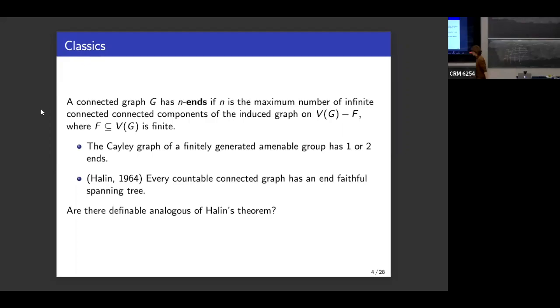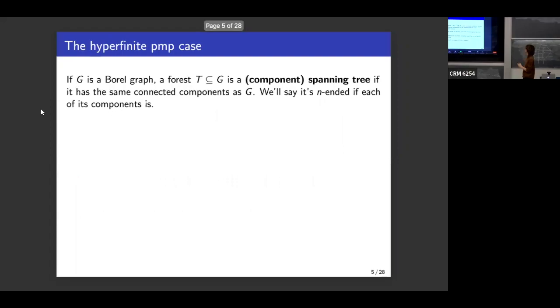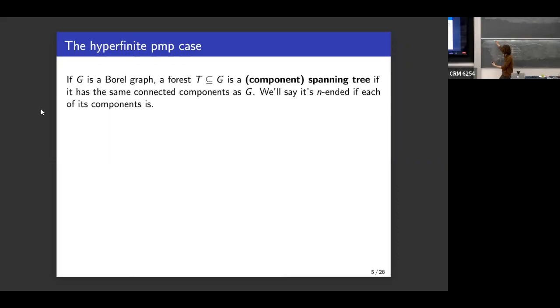Of course, proving things about spanning trees is in general hard. So we'll focus mostly on the amenable case where it is easy to find these spanning trees. And in the PMP case in particular, we know at least a little bit about the problem. Now we have graphs that aren't connected, so what does a spanning tree mean? For today, a spanning tree is going to mean a component-wise spanning tree. That is, it will be some Borel forest of my Borel graph, and the forest has to generate the same connectedness relation as my original graph. So if I have one connected component of my graph, then my forest has to completely span this component. I can't have two pieces of the forest spanning a single component, and so on and so forth.